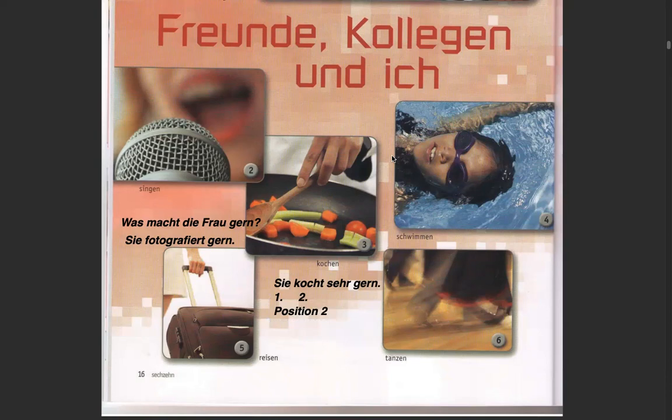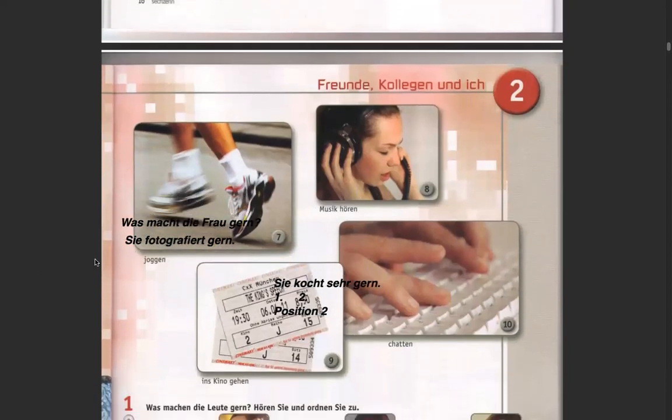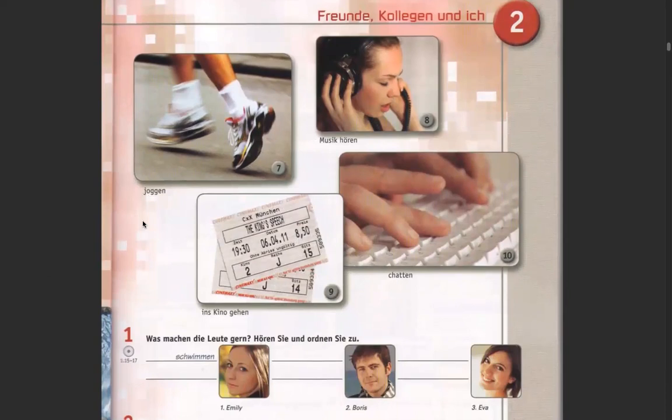Prajakta, was mag sie gern? Sie tanzt gern. Sie tanzt gern. Very good. Siddesh, sieben. Sie joggt gern. Joggt. Not no S. Sie joggt gern. Okay, joggt.